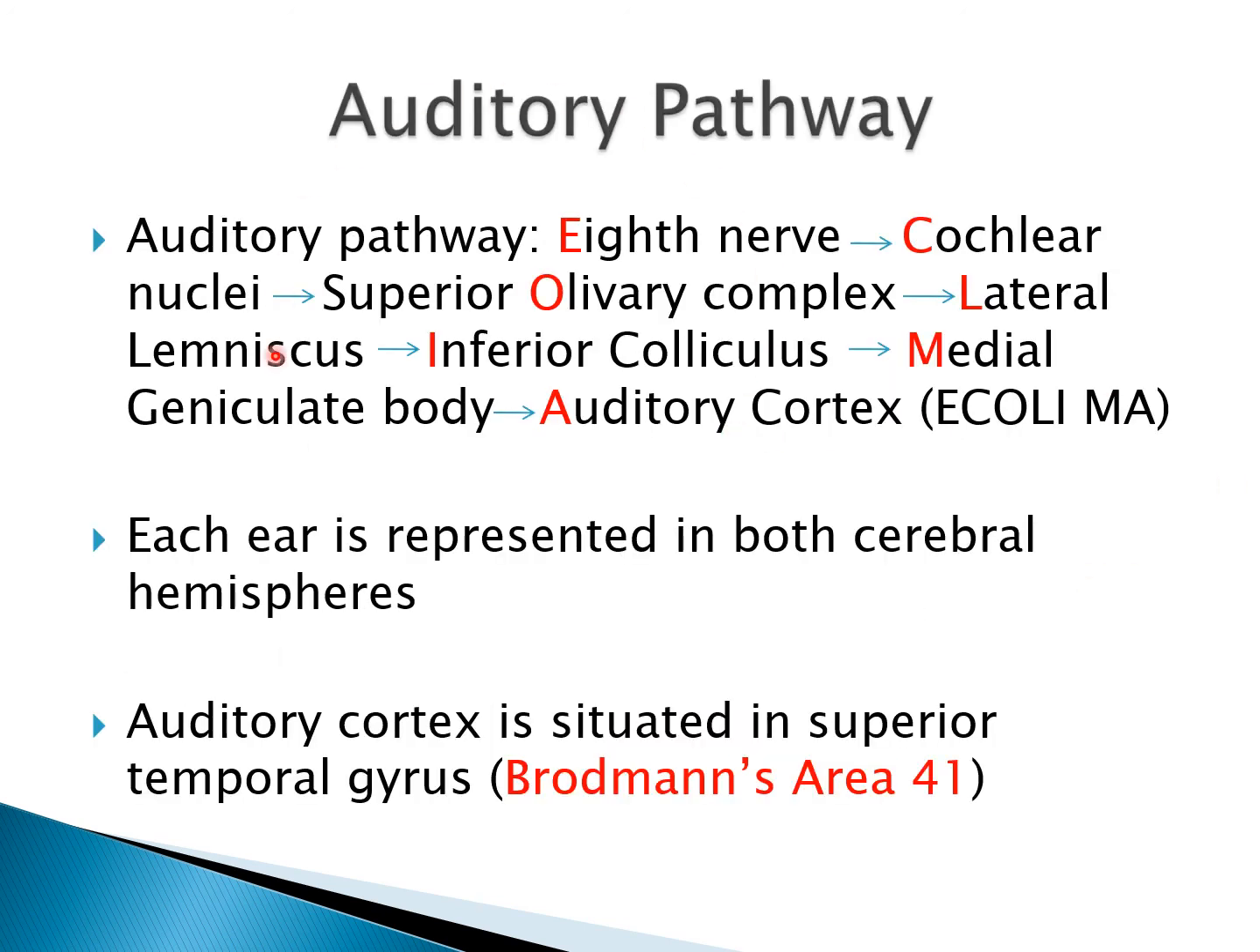If we see the auditory pathway, there is a very famous mnemonic for remembering it, that is E. coli MA. Okay, this is the mnemonic. So from the eighth nerve, the impulse travels to the cochlear nuclei, then from there to the superior olivary complex, then lateral lemniscus, then inferior colliculus, then medial geniculate body, and finally the auditory cortex.